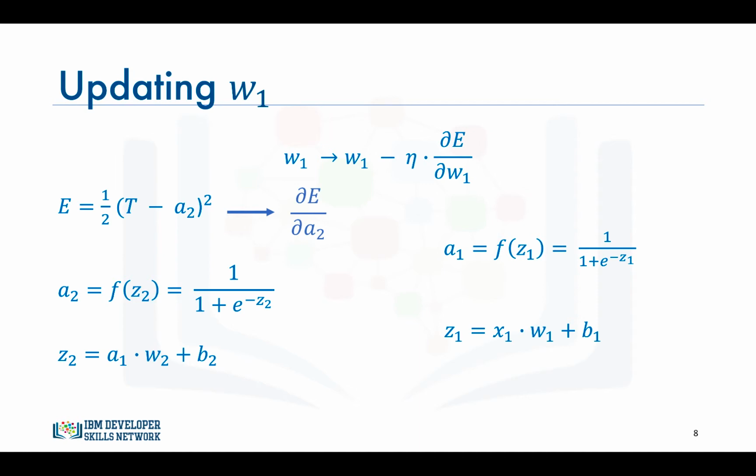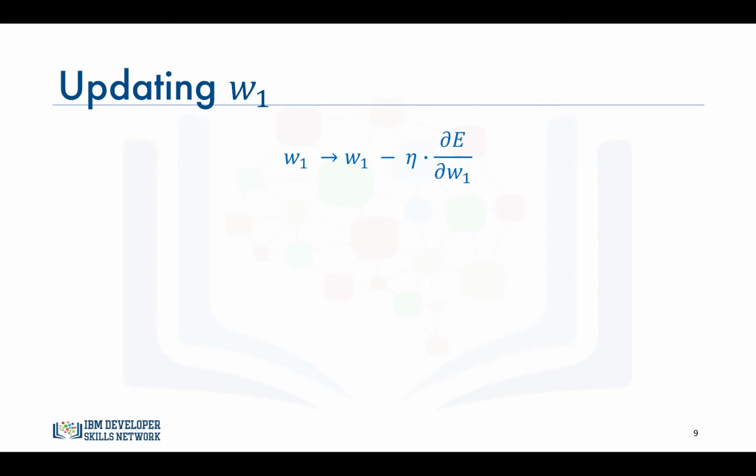Therefore, we can take the derivative of E with respect to A2, and take the derivative of A2 with respect to Z2, and take the derivative of Z2 with respect to A1, and take the derivative of A1 with respect to Z1, and then finally take the derivative of Z1 with respect to W1.